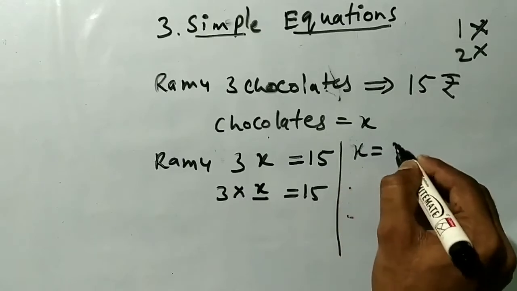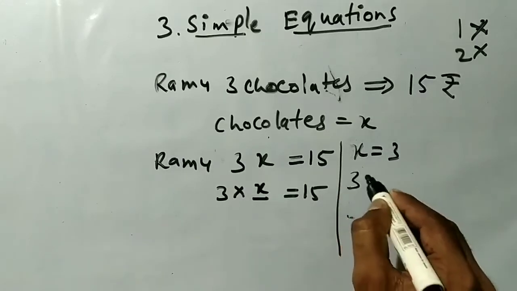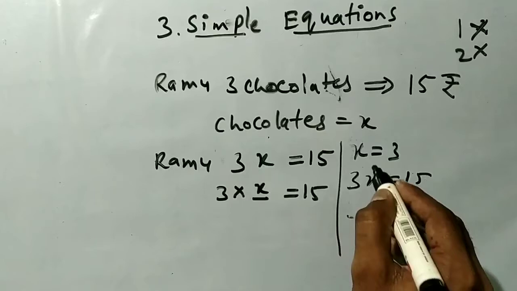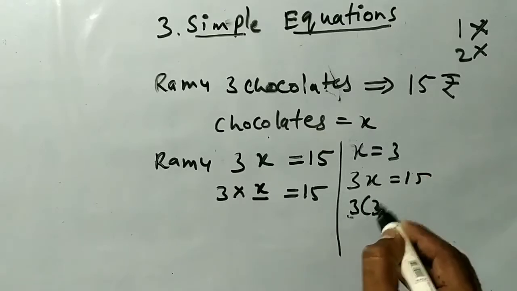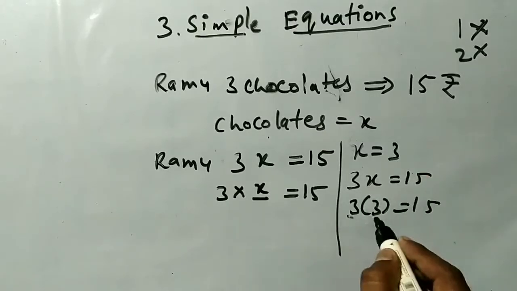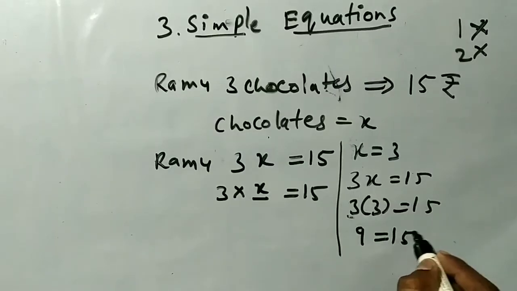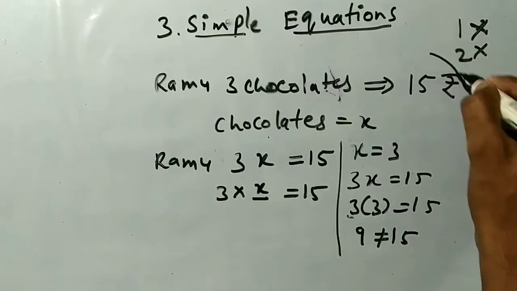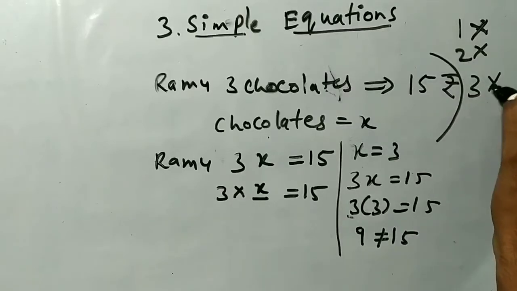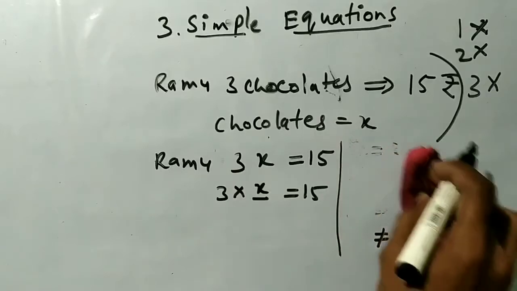Then x is equal to 3. 3x is equal to 15. Substitute x is equal to 3. That is 3 into 3, 9 equal to 15. Not equal. Then 3 is also not the chocolate cost. So 3 rupees also not the chocolate cost.